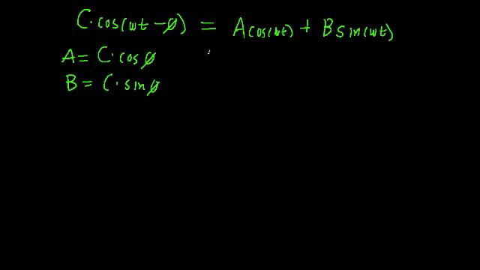Now what I want to try and do in this video is figure out what C and phi are in terms of A and B. That way if you're given one set of undetermined coefficients, you can easily convert to the other set and go back and forth. So let's work on C first. How can we get rid of this phi?